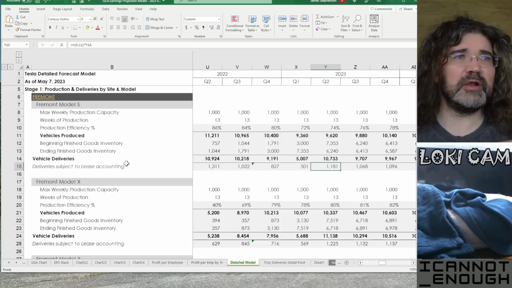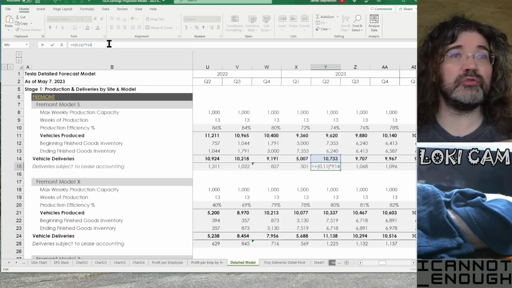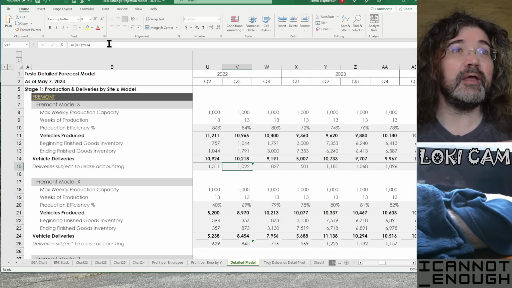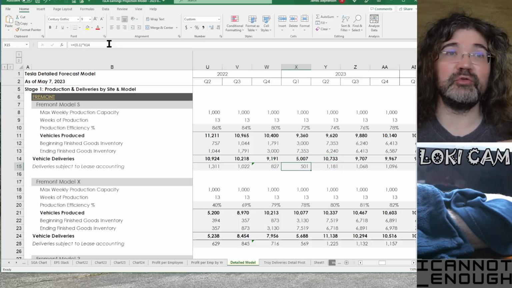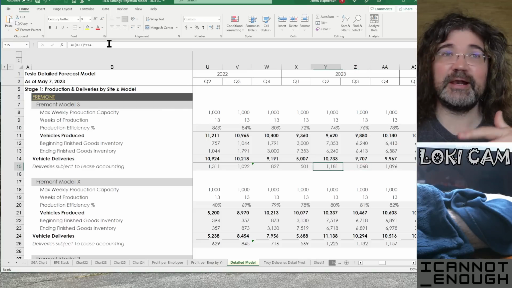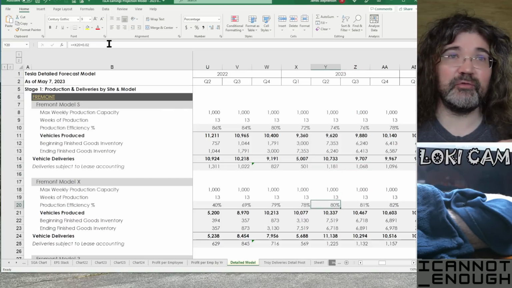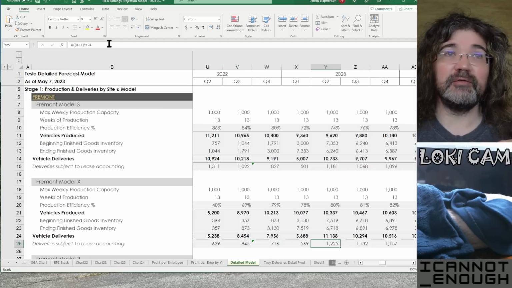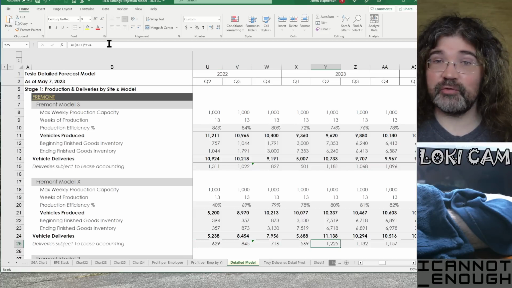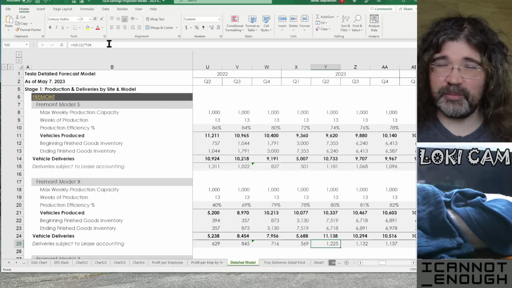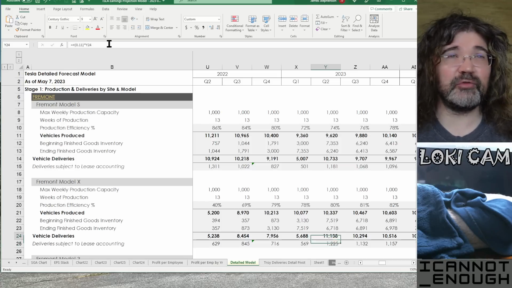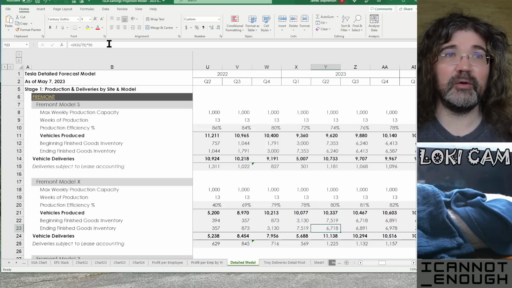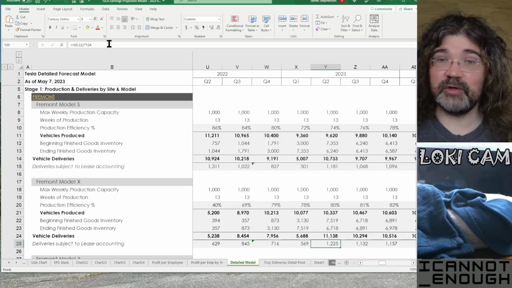Then for deliveries subject to lease accounting, I'm just using a percentage of deliveries based on what it has been in the past, 9, 10, 11, 12%. I'm forecasting at 11%. That seems to be a pretty decent placeholder for how many leased vehicle deliveries there will be. And that's the first two models. The same principle is going to hold true throughout this entire section. I'm doing the same logic, the same math, the same rows for every model produced at every site.